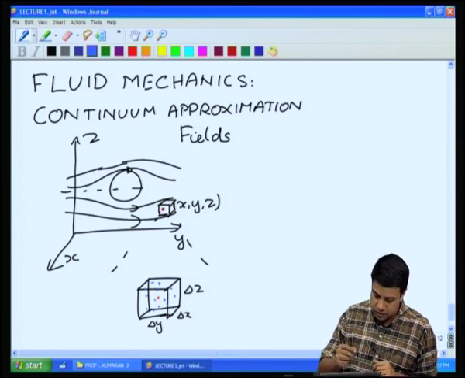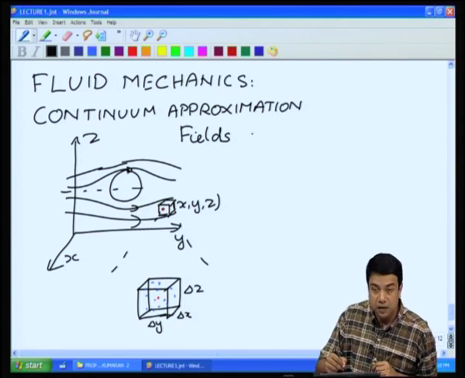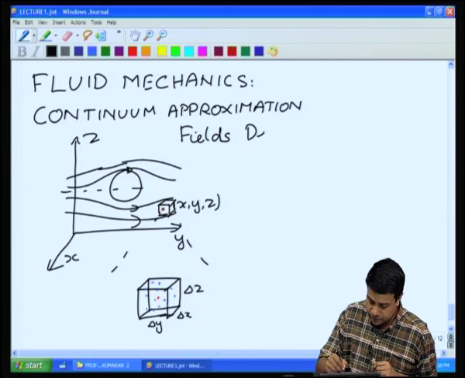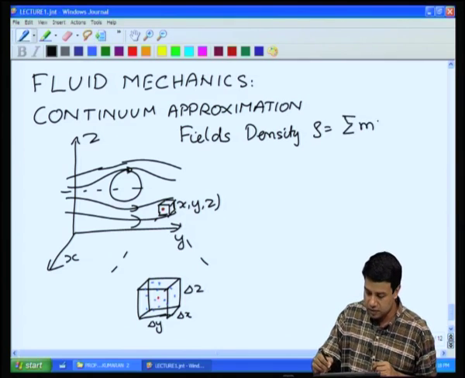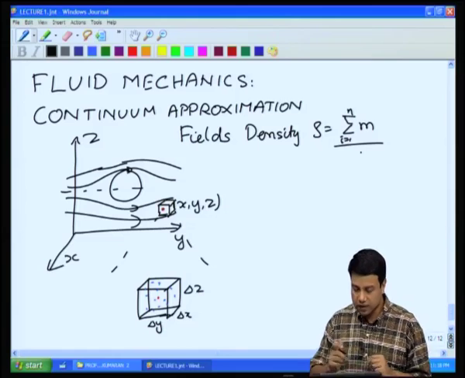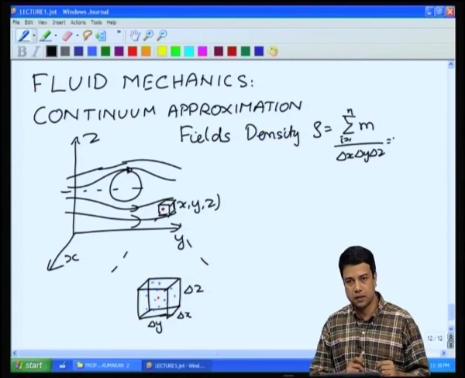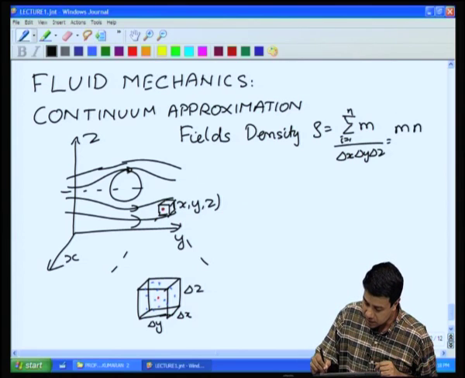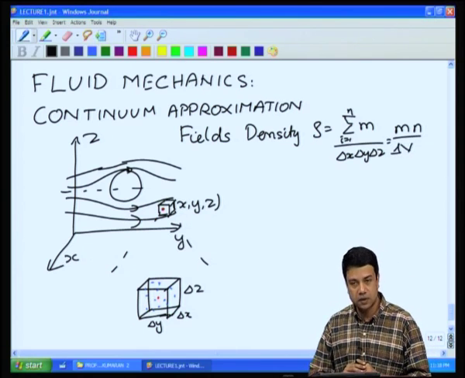So, if I take the total number of molecules within this differential volume, my fluid density is defined as the summation over this entire volume of the mass of each molecule, over all the molecules within this volume, divided by the volume itself. So, this is equal to the mass of the molecule times the number of molecules divided by the volume, that is the density. Note that in my definition I have delta V at the bottom.